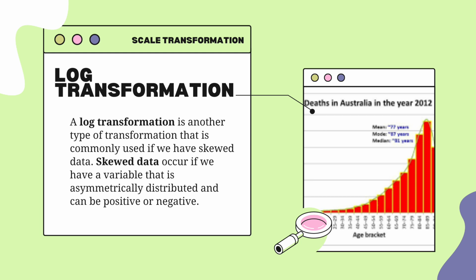A log transformation is another type of transformation that is commonly used if you have skewed data. Skewed data occur if you have a variable that is asymmetrically distributed and can be positive or negative. Log transformations are commonly used to transform data closer to a normal distribution when the data are right skewed, for example, when the data are non-negative. Taking a natural logarithm will influence the size of the coefficient related to the transformed variable, but will not influence the values of its outcome.